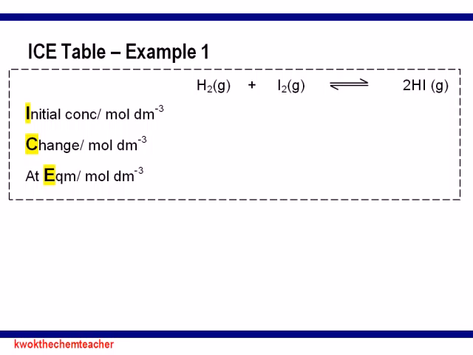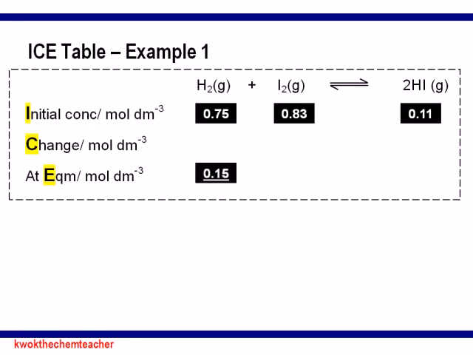This is an example of how an ICE table will look. You can see the equilibrium reaction equation shown above, and you have the rows that say I, C and E. The units are also shown. The question tells us that hydrogen, iodine and hydrogen iodide have the initial concentrations of 0.75, 0.83 and 0.11 mole per dm cubed respectively. At equilibrium, we are left with only 0.15 mole per dm cubed.